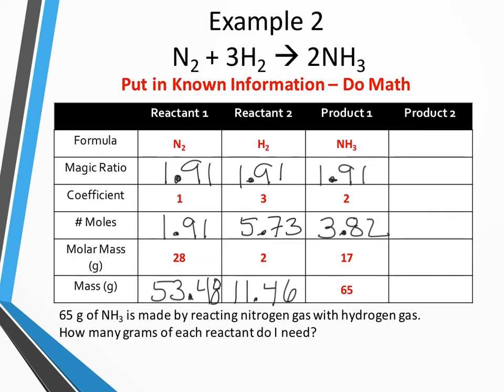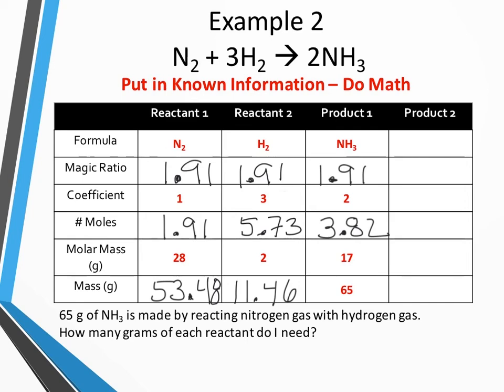So again, to solve these problems, find the column where you're given most of the information and the number of grams. Do the math as you need to. Remember, as you move up a column, you're going to divide. So you're going to take the molar mass, divide it into the number of grams to give you the number of moles. Take the coefficient, divide it into the number of moles to give you the magic ratio. The magic ratio is the same for all the reactants and products, so you're going to write that all the way across. Once you get that information, then you can multiply down.